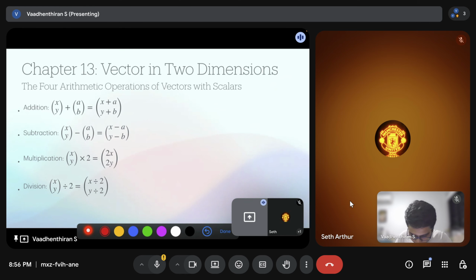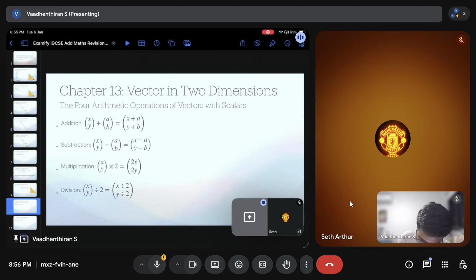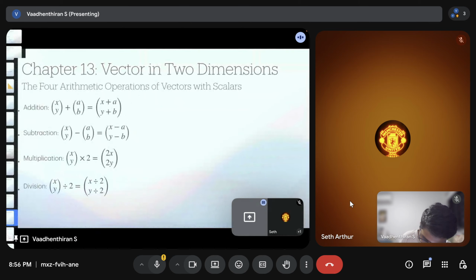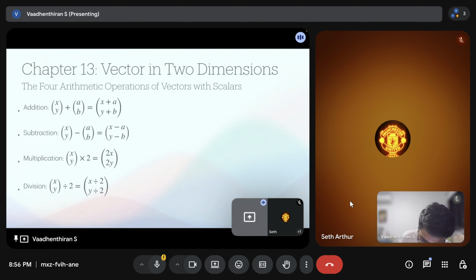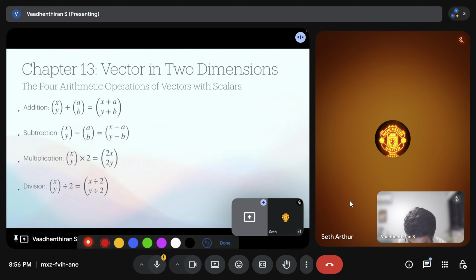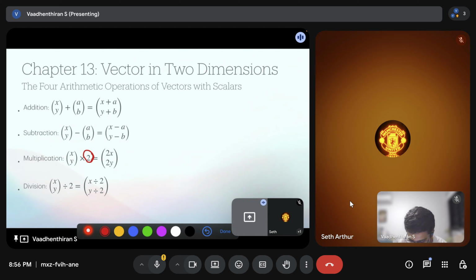So now these are the 4 arithmetic operations of vectors with scalars. These are also very basic. When you add two vectors, you write (x, y) and (a, b). When you add them, you get x plus a and y plus b. Subtraction is similar: (x, y) minus (a, b) will be x minus a, y minus b. And when you multiply with a scalar quantity like 2, you just bring it in and multiply both the x and y values. Division is also the same.